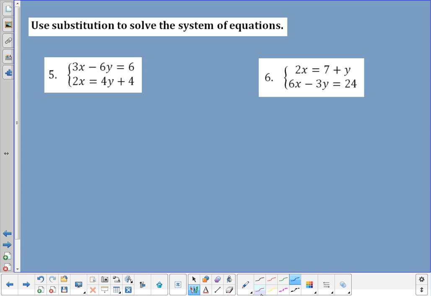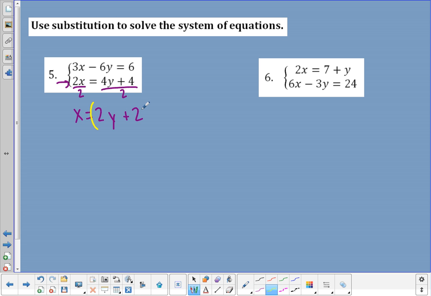However, I do recognize that this bottom equation, I can divide by 2 on both sides, take that 2 out, and then I'll have that x variable alone. 2 divided by 2 is 1x, which is what I want. That's my goal. And over here on the right, 4 is divisible by 2, and this 4 is also divisible by 2. So 4 divided by 2 is 2y, and 4 divided by 2 here is 2. Now I have the x variable alone.